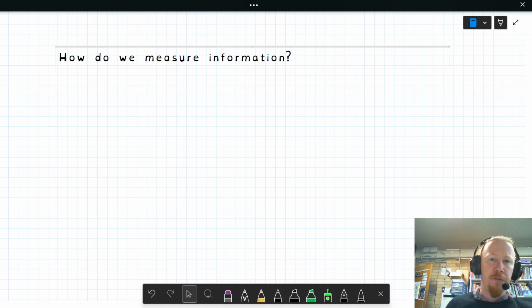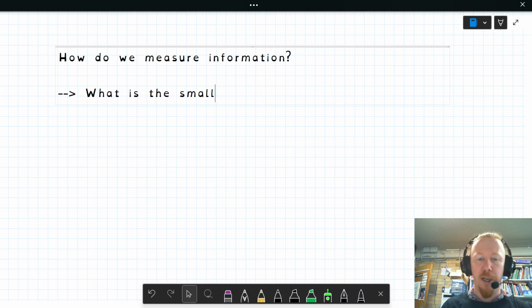But have a think about your phone. If you take too many photos, eventually your phone fills up. So it's a quantity. It's a thing that we can count and measure. So how do we measure information? And to answer that question, a good way to start is to ask, what is the smallest piece of information we could have?